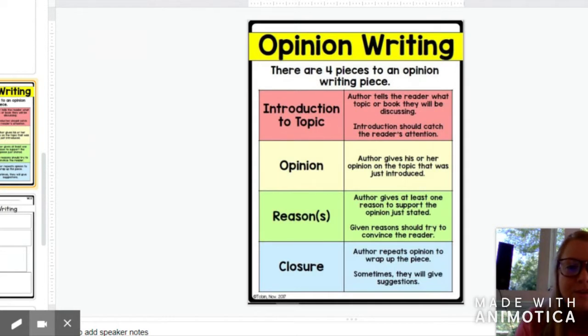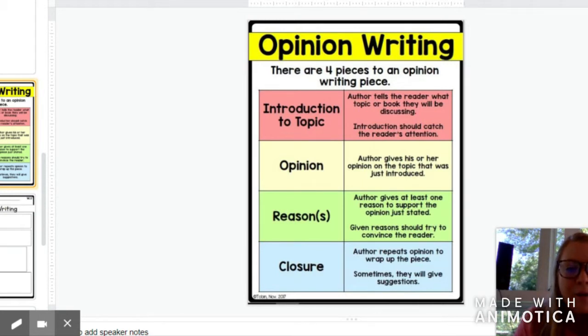So when we introduce our topic, it's when we tell the reader what our topic is, or in today's case, what book we're going to be discussing. Sometimes you can make it catch the reader's attention. You can ask a question. You give kind of a fact about your topic.